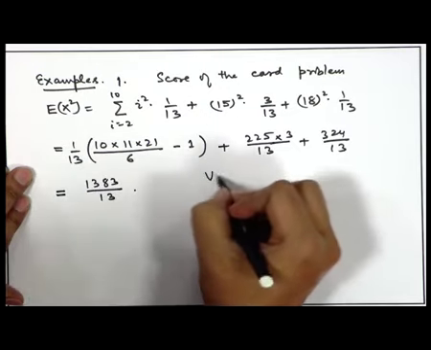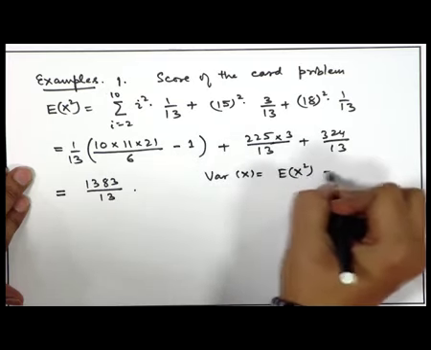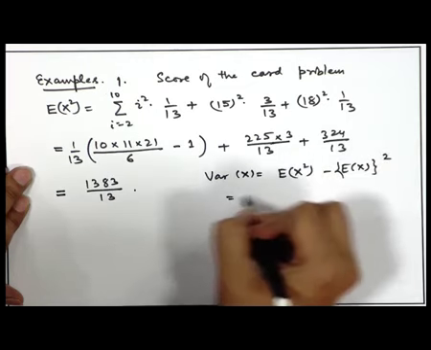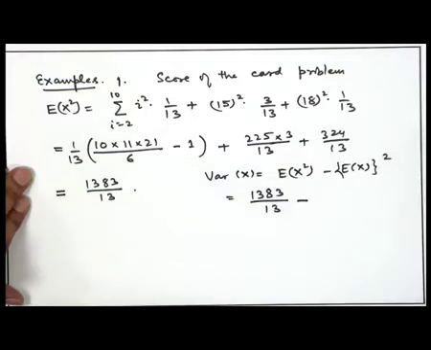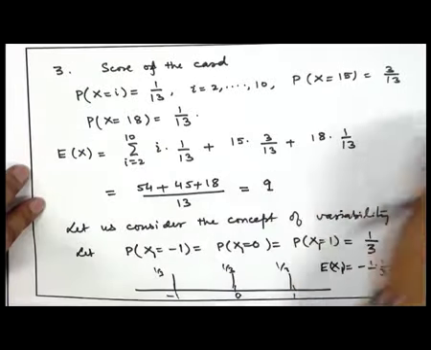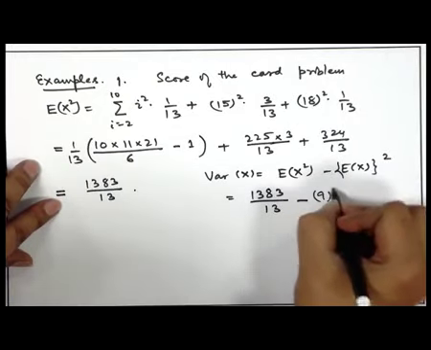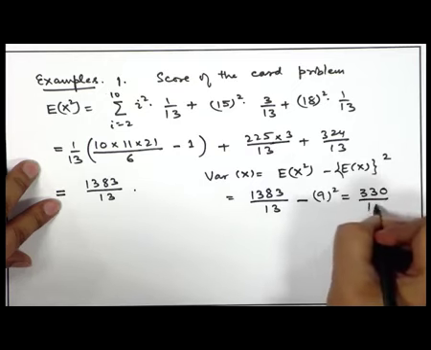So now variance of x is equal to expectation of x square minus expectation of x whole square, that is 1383 by 13, and expectation x was 9 here. So we look at this 9 square. After certain simplification, it is equal to 330 by 13.